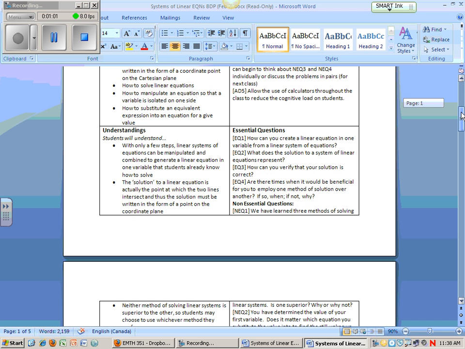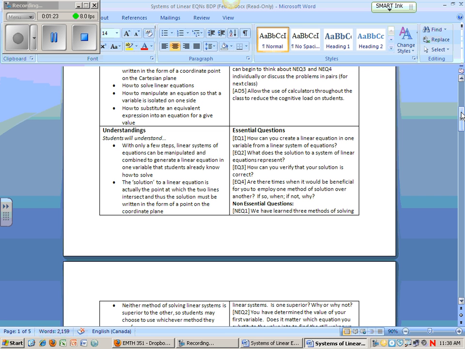So our original essential questions: first, how can you create a linear equation in one variable from a linear system of equations? That's something you have to do with these algebraic substitution methods: you take a problem you don't know how to solve and move it into a problem that you do know how to solve, which is a linear equation in one variable.